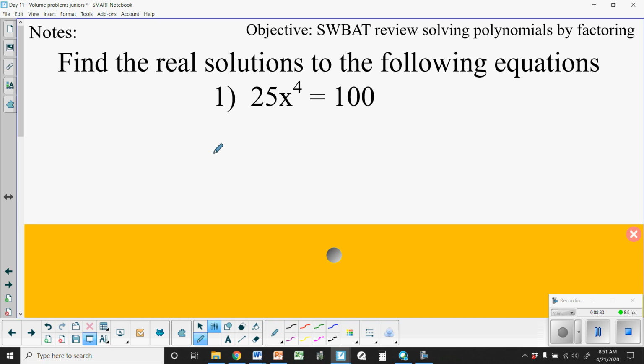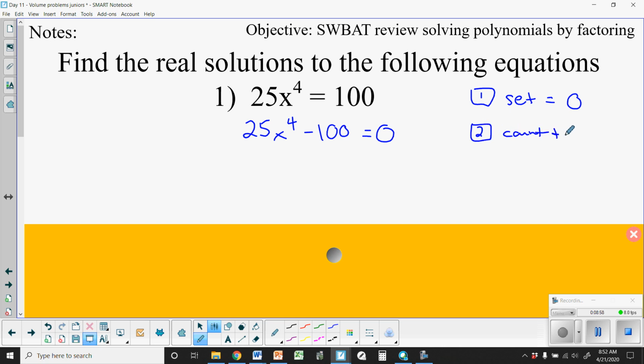So find the real solutions of the following equation. When we're solving, our first step is to do what? That's right, step 1, we want to set the equation equal to 0. So we have 25 x to the 4th minus 100 equals 0. First step. Now we're going to count our terms and decide what method. So count terms, and we're going to determine what method. How many terms do we have? You've already been counting. We have 2 terms.